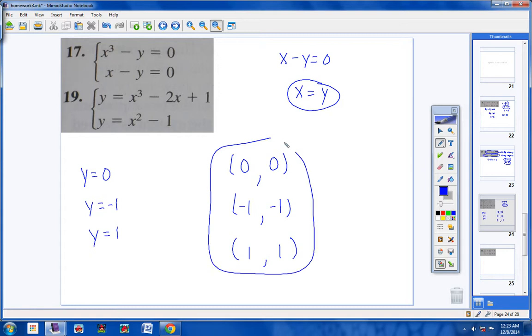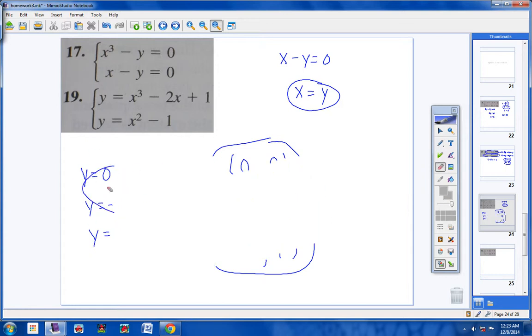So, are you telling me, Mr. Earhart, if I were to graph these two equations, they would intersect in 3 places? That is correct, yes. If you were to graph these two equations, they would intersect in 3 different places, okay? Alright, moving on to number 19.